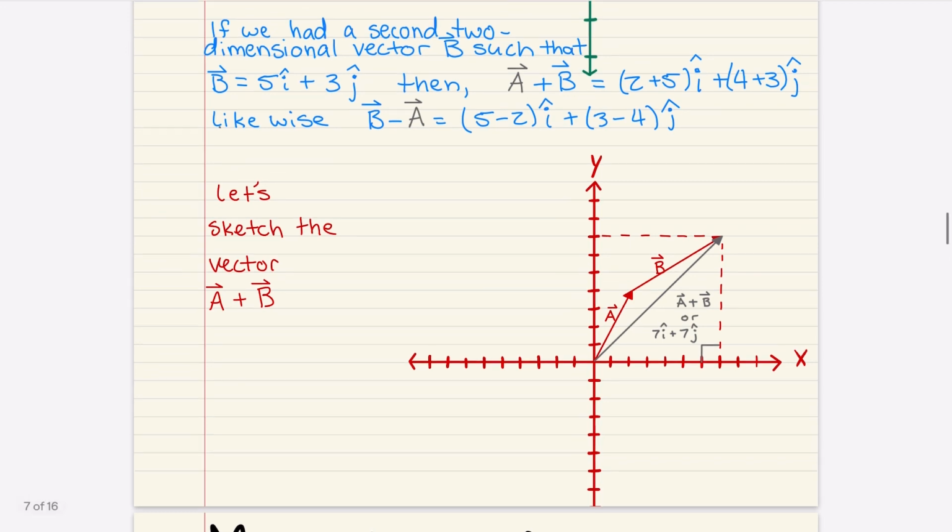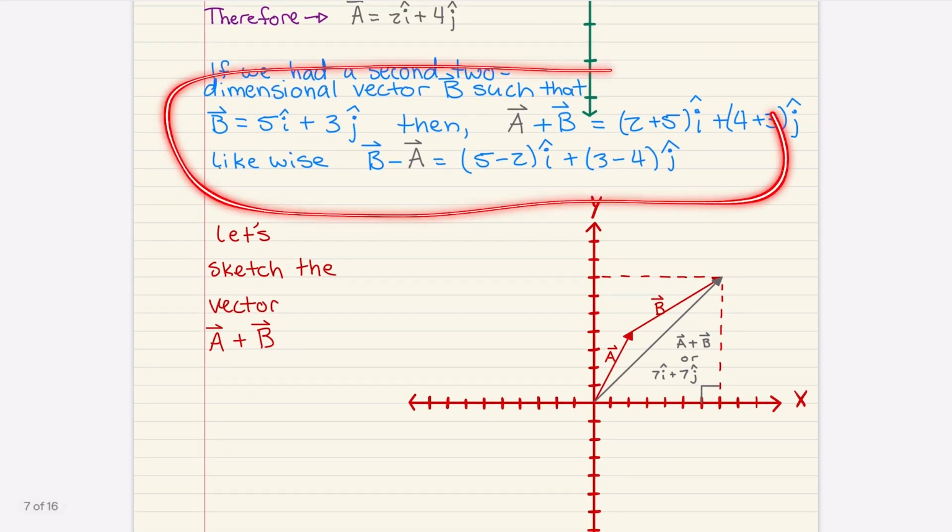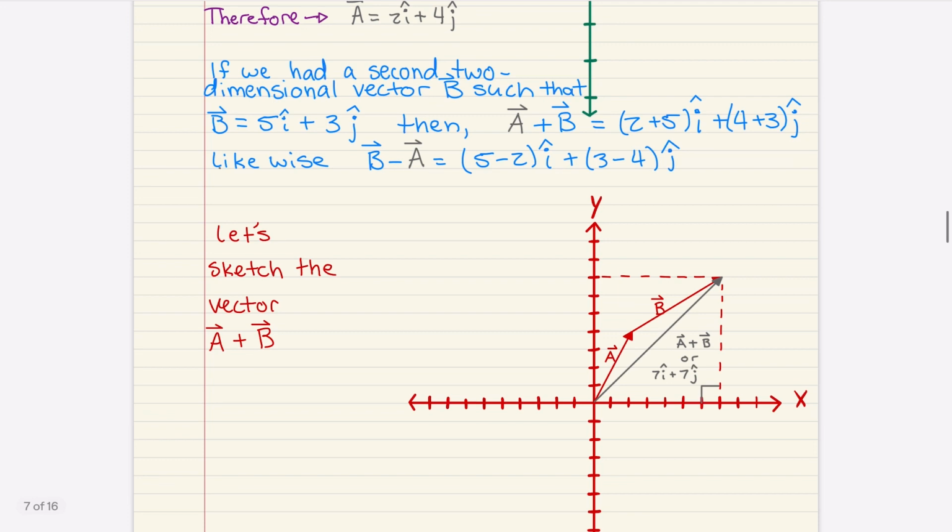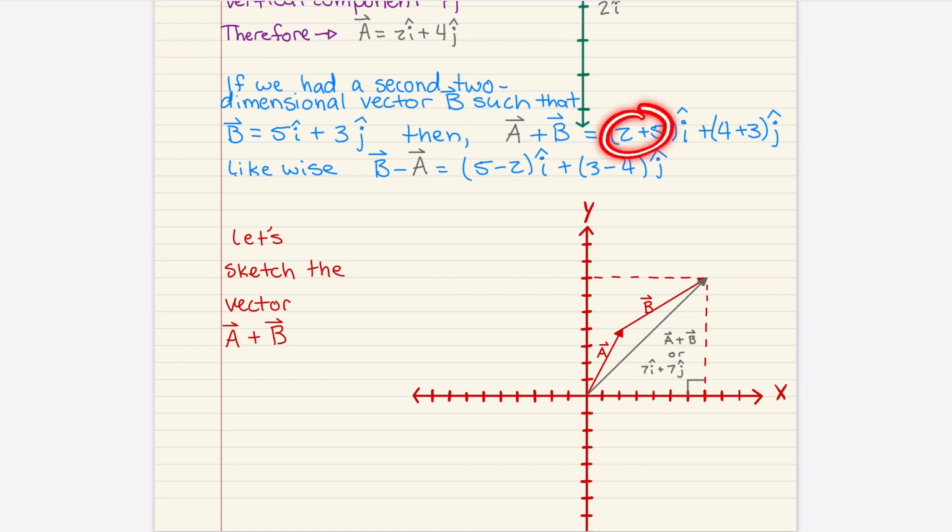Here, let's sketch the vector A plus B. All right, so based off of the A and B that I had here, I've drawn A here for you and B here for you. And as we saw before, 2 plus 5, that would be 7, all right? And then 4 plus 3 would also be 7, so we'll have some vector that's 7 I hat and 7 J hat after we add them together. So graphically it all works, and algebraically it all fits together very nicely.